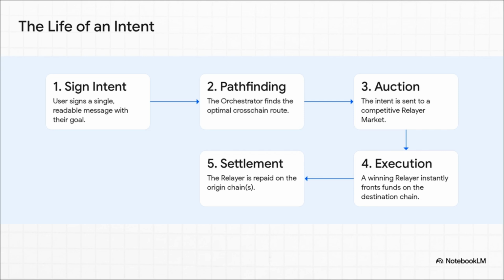That intent gets shot over to an off-chain brain, called the orchestrator, which finds the cheapest, fastest route. Then it puts that job up for auction in a market of relayers, or solvers. The winning solver immediately fronts their own money on the destination chain to get your transaction done instantly. Only after it's all complete do they get paid back on the origin chain. This whole sequence is what makes Warp tick.